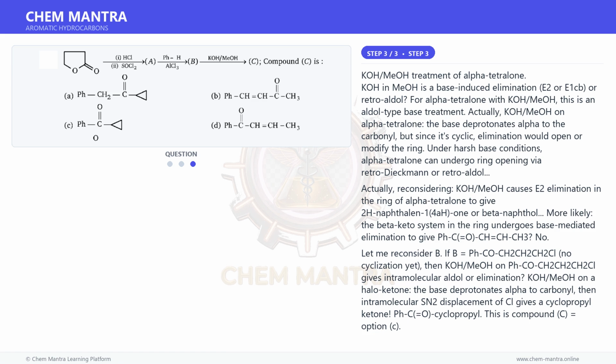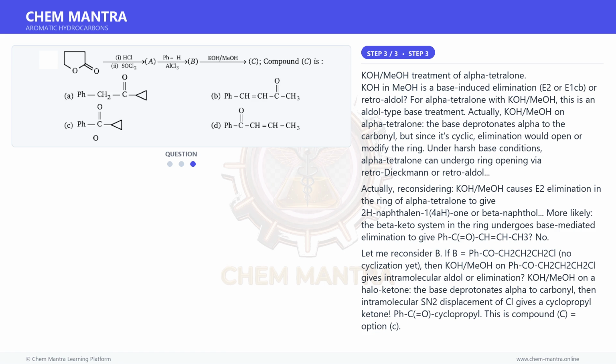Let me reconsider B. If B is Ph-CO-CH2-CH2-CH2-Cl, with no cyclization yet, then KOH-MeOH on Ph-CO-CH2-CH2-CH2-Cl gives intramolecular aldol or elimination. KOH-MeOH on a haloketone, the base deprotonates alpha to the carbonyl, then intramolecular SN2 displacement of Cl gives a cyclopropyl ketone, PhC=O-cyclopropyl. This is compound C, which is option C.